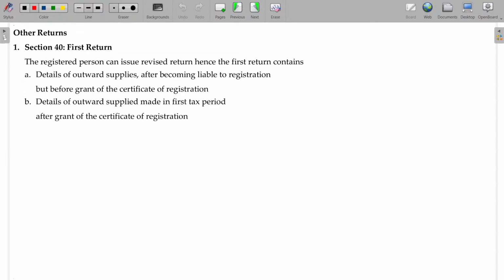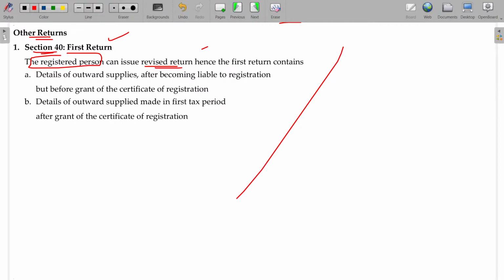So now we'll have a briefing about other returns. Section 40 deals with the first return. What is called first return? Registered person can issue revised return. No, for him the revised return will be available only for the newly registered person from the date liable for registration to the date effect of getting the registration certificate. Because to facilitate him to accommodate the revised return, the first return format is pretty different. For him this will be applicable.